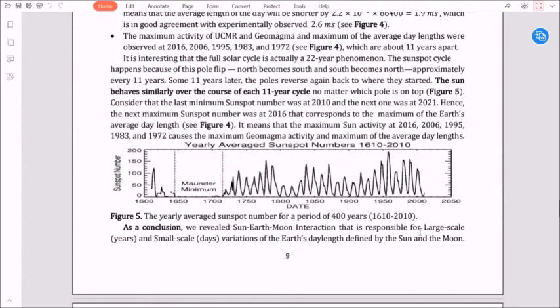In figure 2 is presented the yearly average sunspot number for a period of 400 years. Consider that the last minimum sunspot number was at 2010, this point, and the next one was at 2021. Hence, the next maximum sunspot number was at 2016. That corresponds to the maximum of the Earth's average day length.